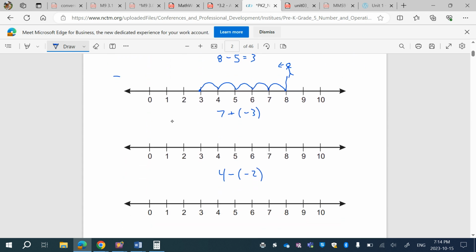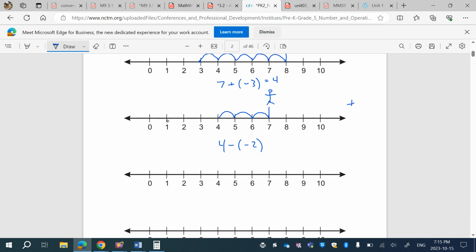Next, our little person here is starting at 7. They are adding, so they are looking towards the positive, but the number is negative, so they're going to be jumping backwards. So they're going to go backwards 1, 2, 3, and they're going to end up at 4. 7 plus negative 3 is kind of like subtracting 3.